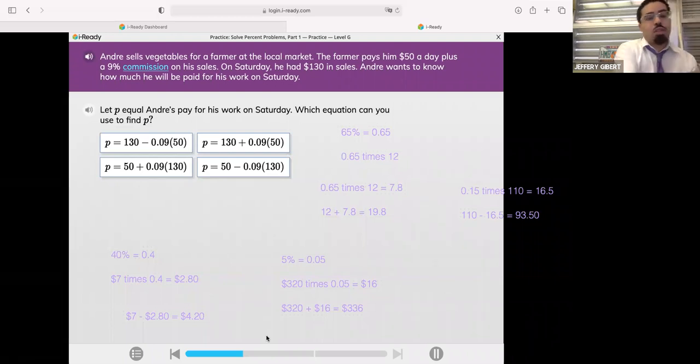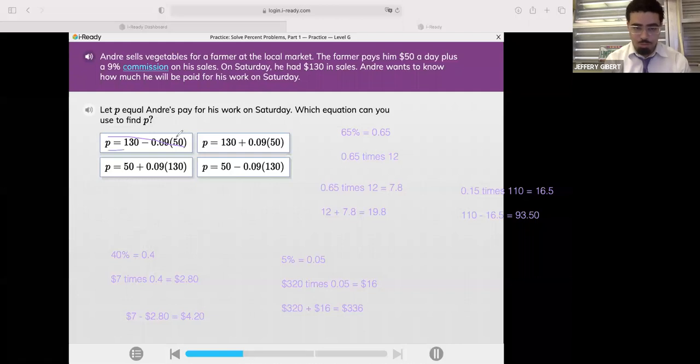All right, so this one's a little different, so I'll do this one to show you how it's done, just in case you're not sure. The farmer pays him $50 a day, so he's getting 50 to start with, no matter what. So that means we're gonna have this one with the 50 or this one with the 50. This one's gone because that's 130 no matter what, and this one's gone because that's 130 no matter what, when it's supposed to be 50 no matter what.